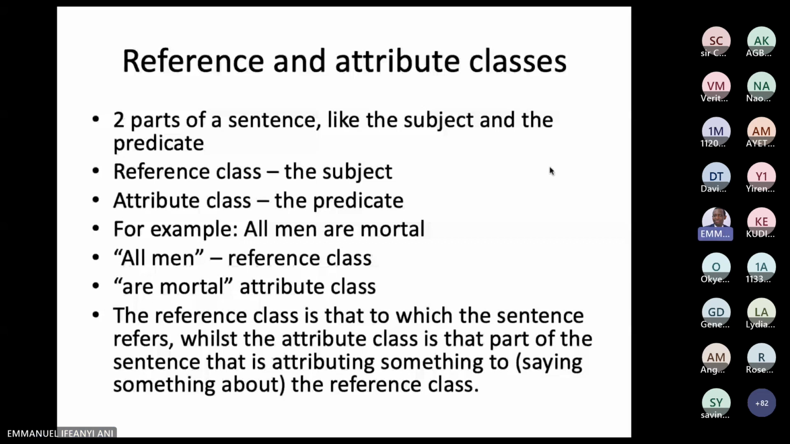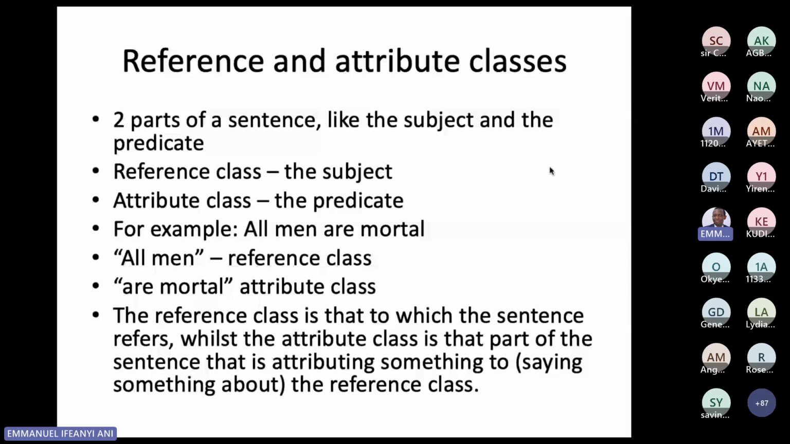So for example, all men are mortal. All men is the reference class, and mortal is the attribute class. The reference class is that to which the sentence refers, whilst the attribute class is that part of the sentence that is attributing something to or saying something about the reference class. So we call it the reference class because the rest of the sentence refers to it. And the rest of the sentence, which we call the attribute, is attributing something to the reference class. So that's the technical reason for those terms.